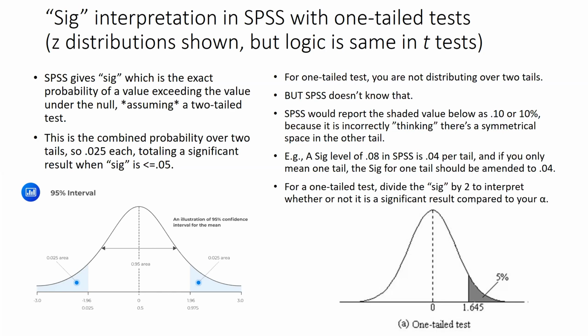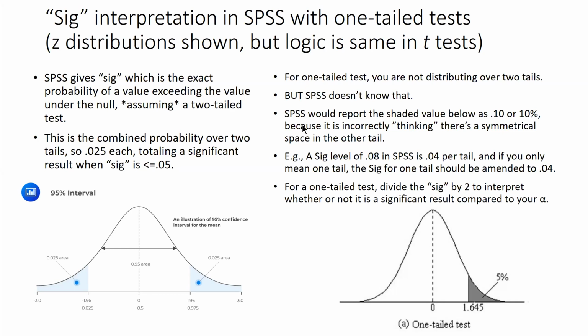oversight in the SPSS program, that there should be an option to choose one-tailed, two-tailed. There isn't. So what you have to do is, if you see, for instance, a significance level of 0.08, what that means is 0.04 per tail. And if you're only looking at one tail, what you do is you divide the 0.08 by 2. So for a one-tailed test, you divide the value under the SIG column by 2 and compare it to your alpha.